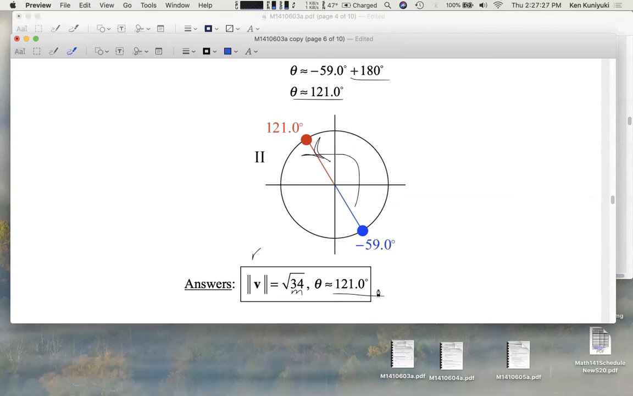All right, so there we've gone from Cartesian to polar, basically, going from Cartesian directions to polar directions. Next, we're going to go from polar to Cartesian.